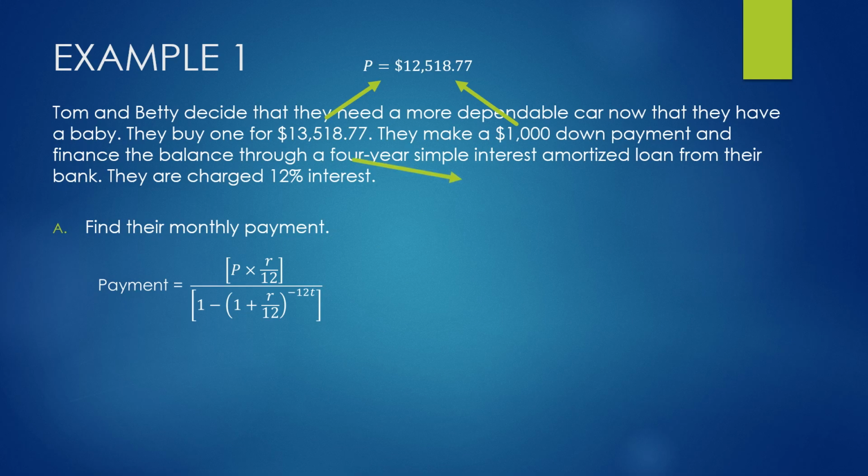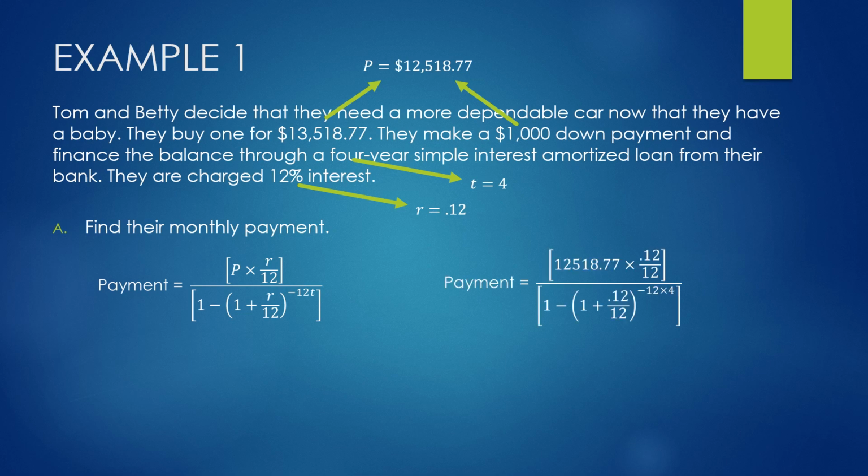Now, I'm just going through the sentence here, and I noticed that it's a 4-year simple interest loan, so T is 4. Now we'll take care of the interest rate. Since it's 12% interest, convert that to a decimal, so R is 0.12. Now we just need to plug those numbers in. All right, so there we go.